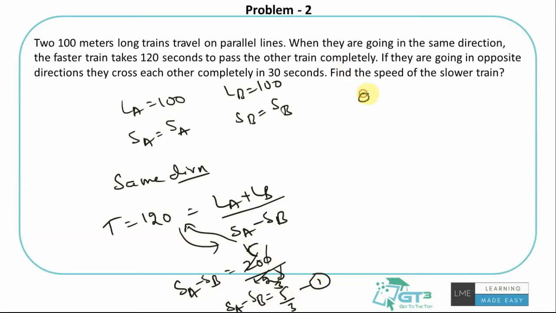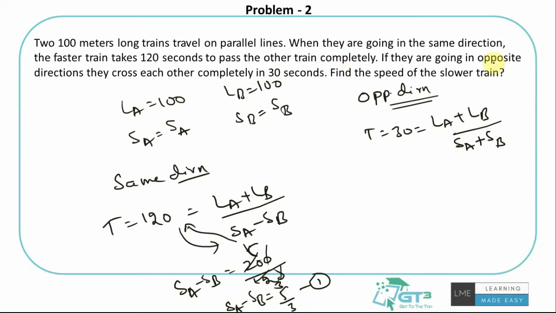The opposite direction information says they will take 30 seconds to cross each other. So the time is 30 seconds. The same formula, LA plus LB, I just need to do SA plus SB because they are both moving in the opposite direction. So SA plus SB will be 200 by 30, that is 20 by 3. That's equation 2. So I have two equations, I just need to solve them.